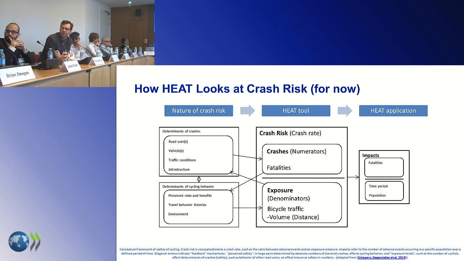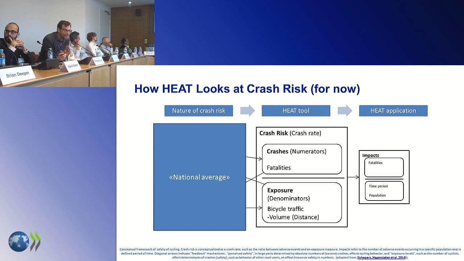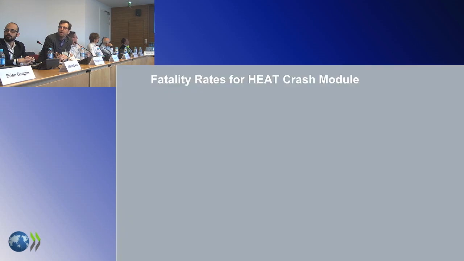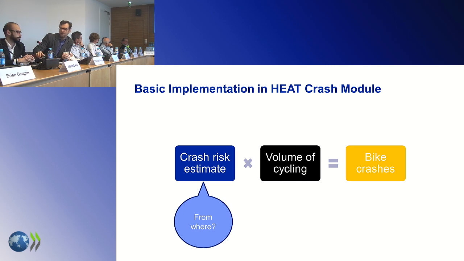So how does HEAT look at this? To the left side, you can't read it. You don't have to read it. What explains these crash rates? HEAT doesn't care about it. We just assume your crash risk is a national average at this point. But we do calculate fatality rates in this case that are adjusted for exposure that allow us to then calculate the impact. So how many crashes do we expect from certain changes or differences in cycling? And so with that, I give the word to Alberto, who explains in a little bit more detail how this works in HEAT.